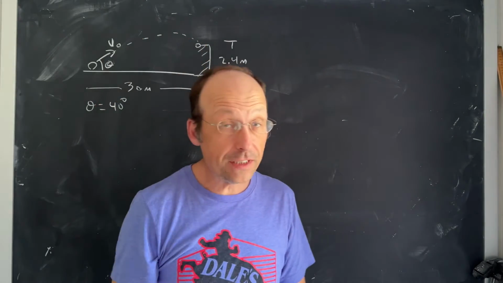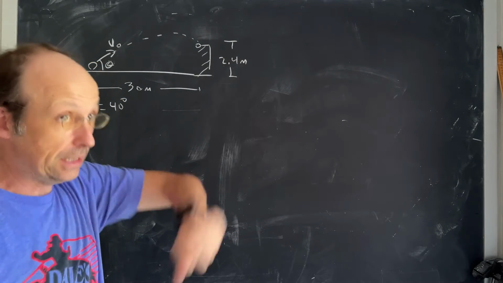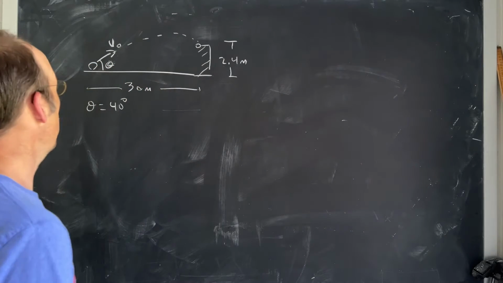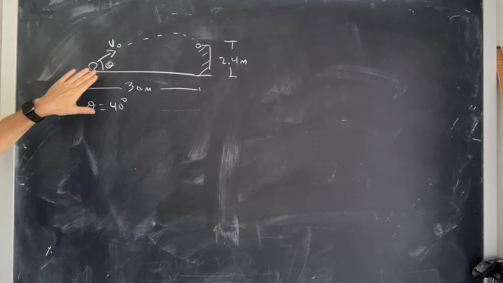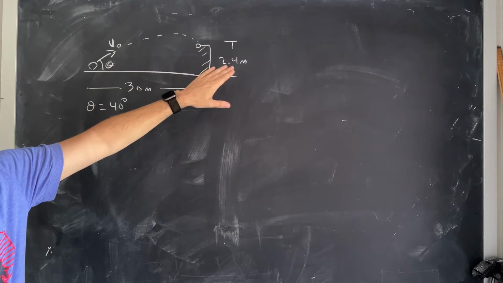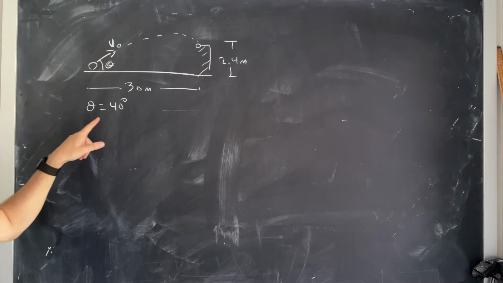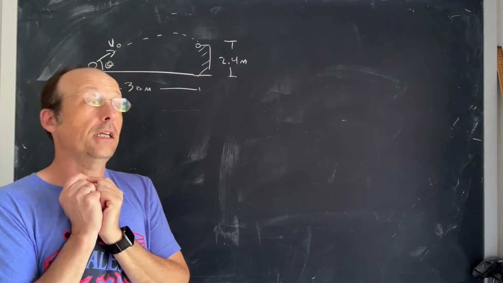This is Chapter 3 physics problem, projectile motion, OpenStax physics textbook number 42. Question number 42. A soccer ball is kicked 30 meters from the goal and it just passes over the top of the goal, which is 2.4 meters above the ground. If the launch angle is 40 degrees, what is the initial velocity of the ball?